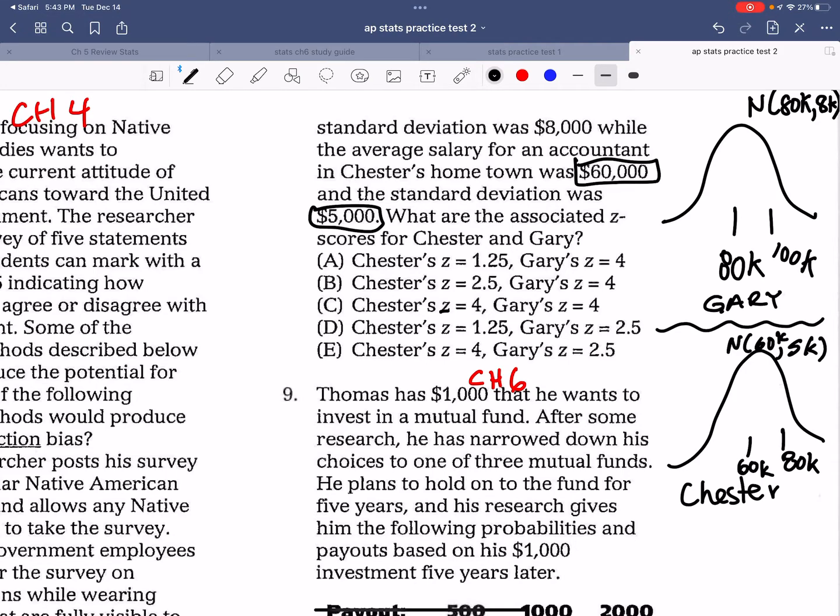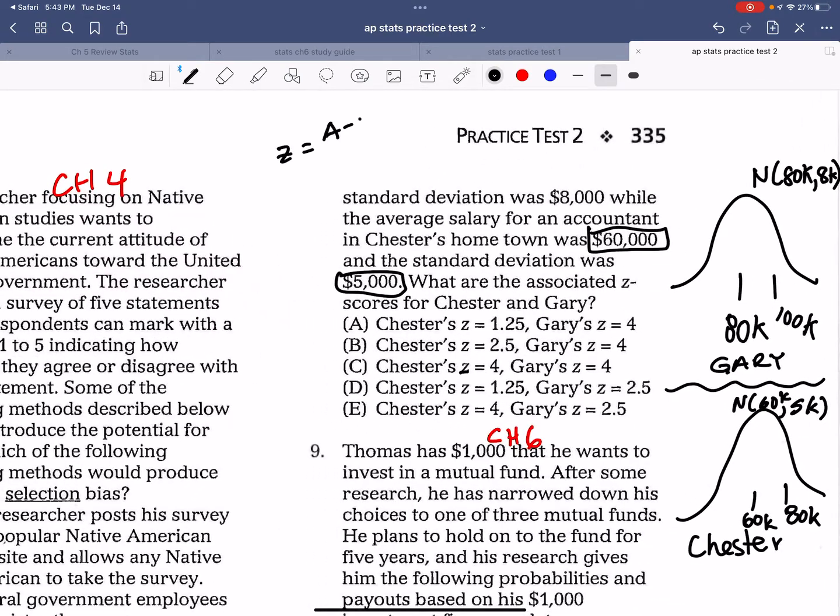So to compare, we need a z-score. And we do this with the formula A minus P over S. So Gary's z-score was his actual salary, 100,000, minus his predicted salary. We'd predict he should have made 80,000. That's how much an average person does. And we divide by the standard deviation, which is 8,000. So we get 20,000 divided by 8,000, which is, let me get out my calculator. So Gary's z-score is 2.5.